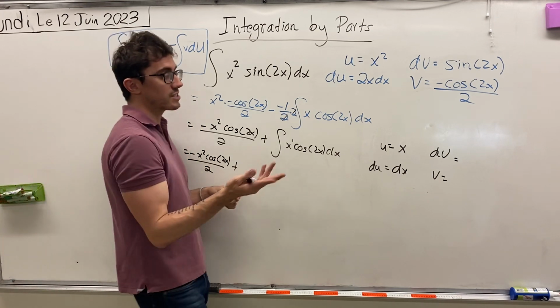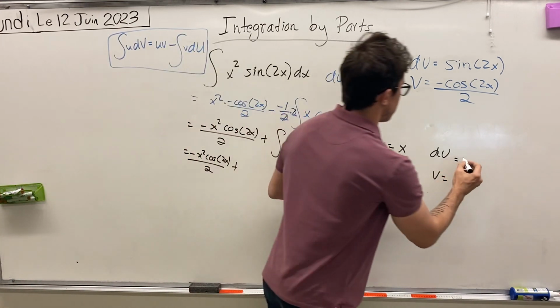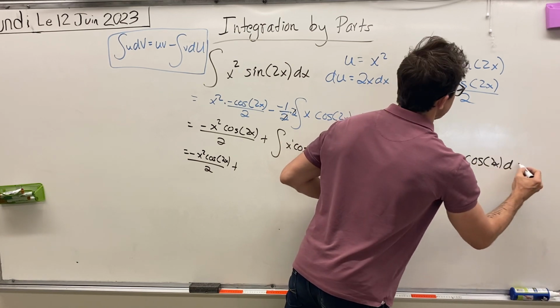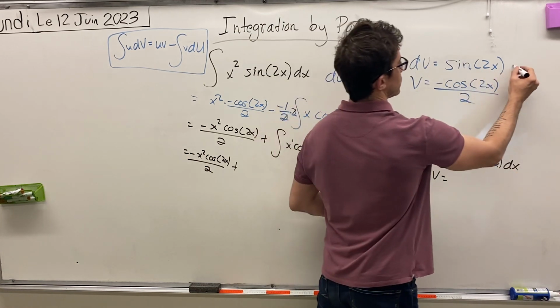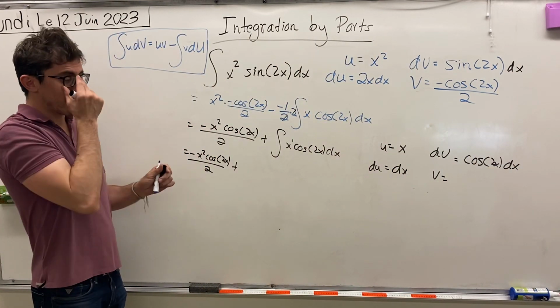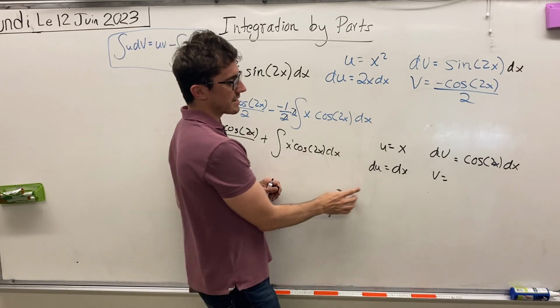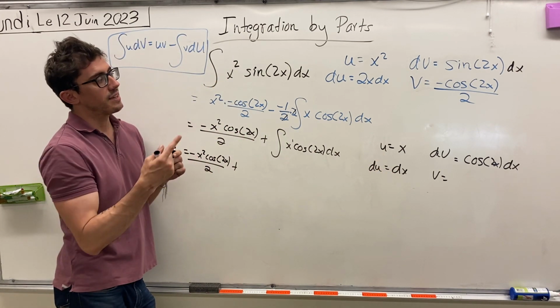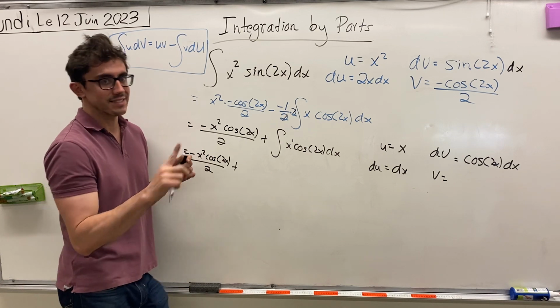Okay, so that'll be essentially gone, and our dv will be cos of 2x dx. Sorry, I should have added that in there. Let's be proper and not lazy. So easy to make a mistake like that. Now, if dv is cos of 2x dx, then the integral of cos is sine.